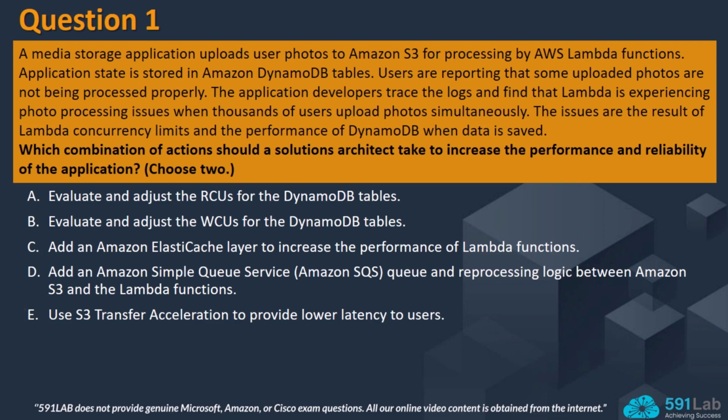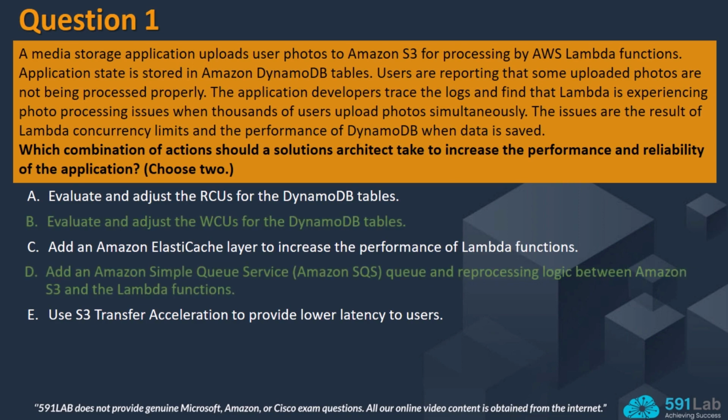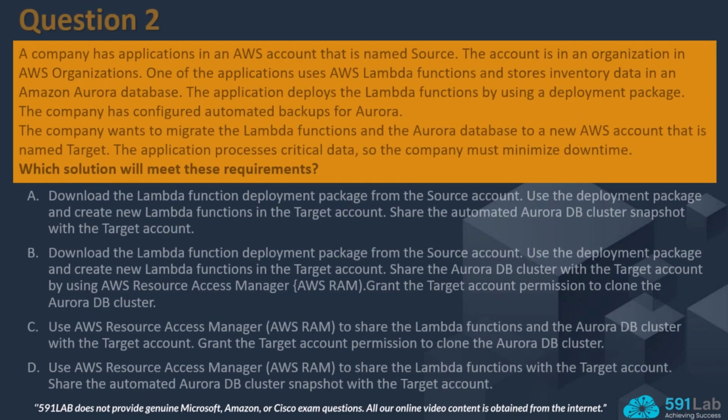The most suitable combination of actions to increase the performance and reliability of the application are options B and D. These actions directly address the performance issues with DynamoDB write operations and the concurrency limit of Lambda functions during photo uploads, thereby improving the overall reliability of the application.